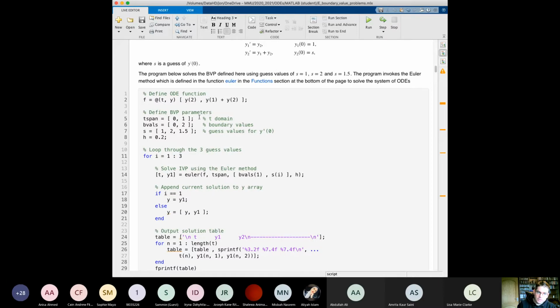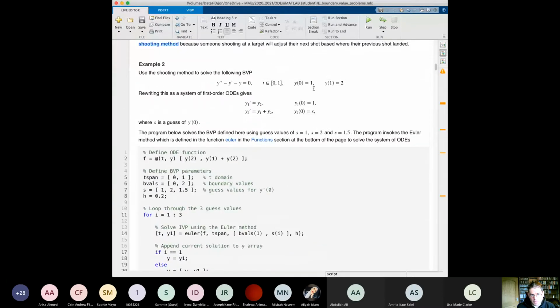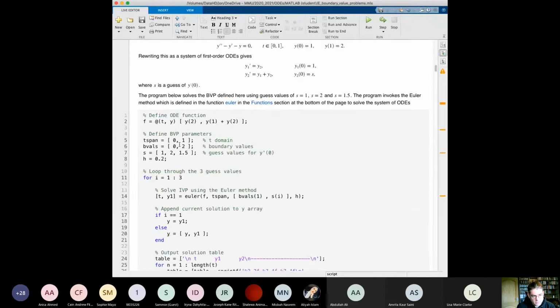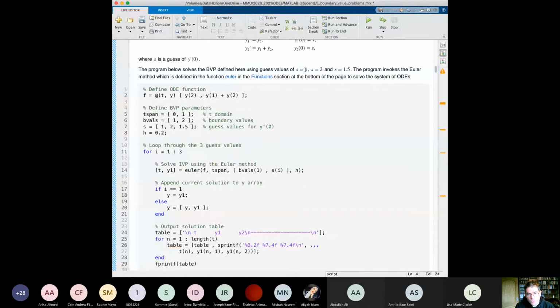Okay, so we define our domain. BVPs, that's a new vector. It's essentially what are our boundary solutions. So at the lower boundary it should be 1 and the upper boundary is 2. I've just noticed I've got a 0 there, so I'm just going to change that. Okay. Guess values were 1, 2 and 1.5.